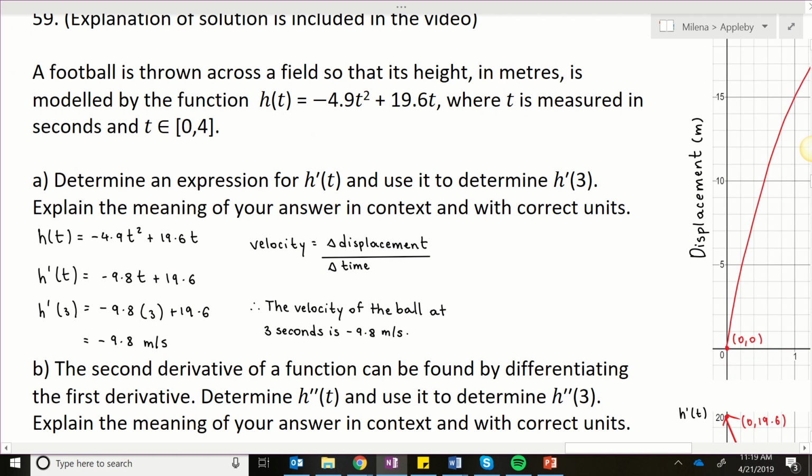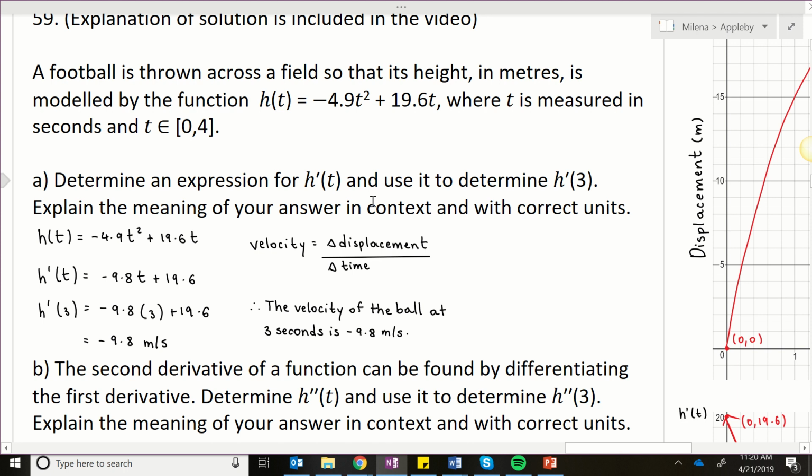Alright, so a football is thrown across the field so that its height, in meters, is modeled by the function h(t) = -4.9t² + 19.6t, where t is measured in seconds and where the domain of t is from 0 to 4 seconds. Part A. Determine an expression for h'(t) and use it to determine h'(3). Explain the meaning of your answer in context and with correct units.